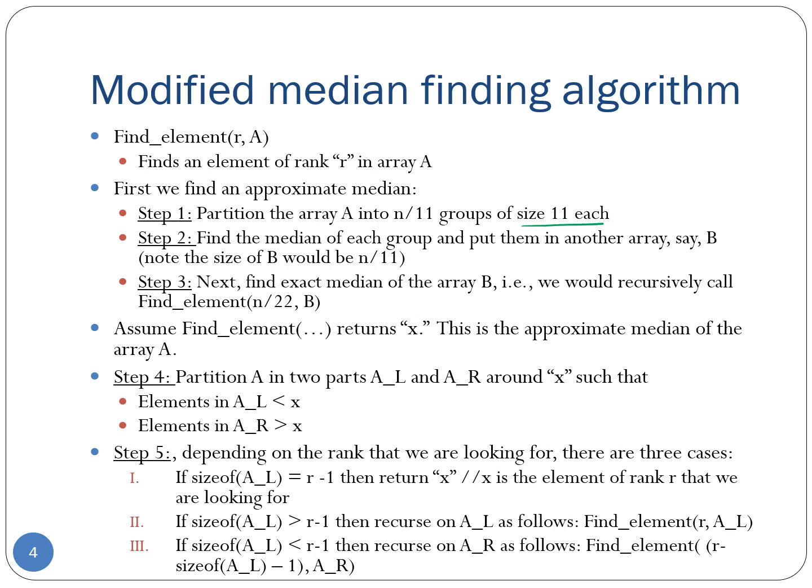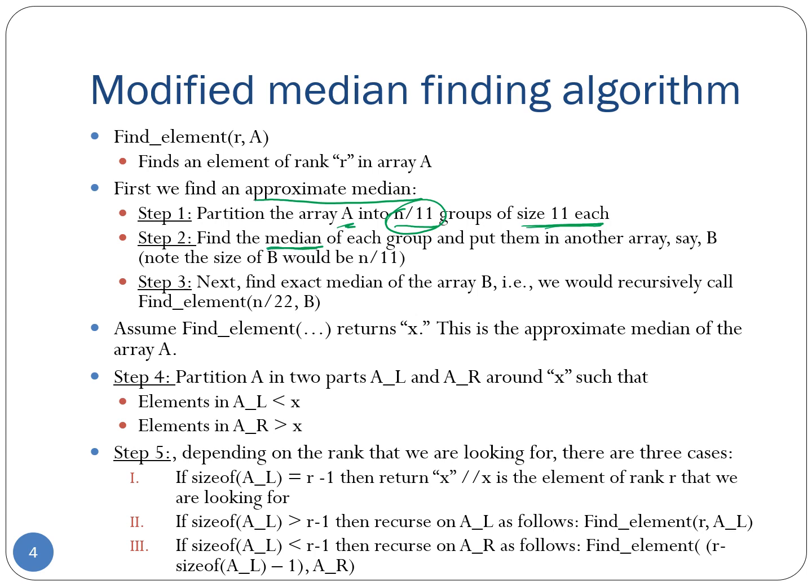The first thing this algorithm does is it finds an approximate median. To do that, it partitions the original array A into n by 11 groups, where each group has a size of 11. Having done that, it will then find the exact median of each of these n by 11 groups. Now notice that because each of these groups has only 11 elements, finding the exact median of 11 elements would be an O of 1 operation, a constant time operation, because there is a fixed number of elements. So that's the second step. We'll find the exact median of each of these n by 11 groups.